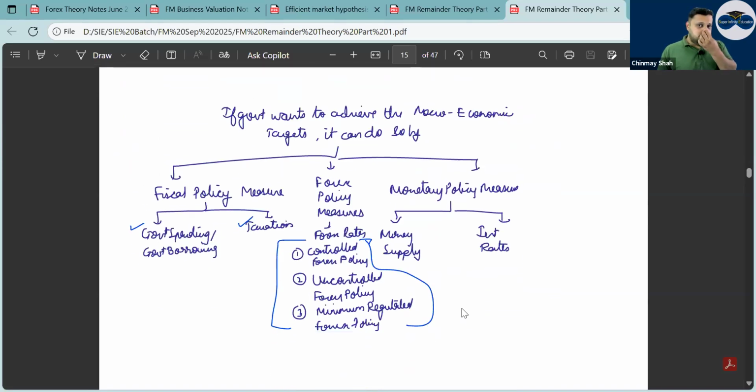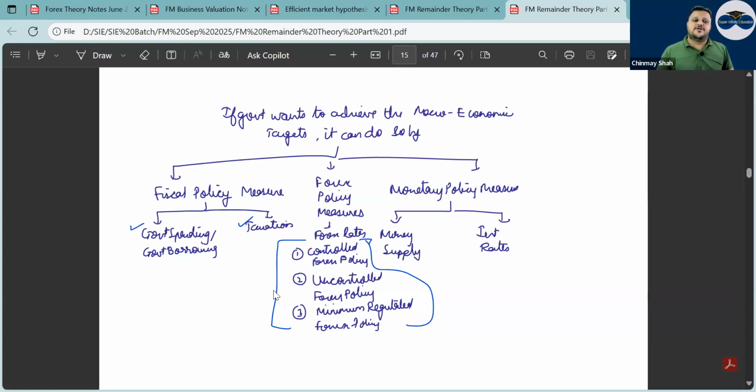Then if the government wants to achieve the macroeconomic targets, it can do so by controlling 3 policies: fiscal policy, forex policy, and monetary policy. In forex policy there are 3 types. There is a controlled forex policy where the government itself decides what the forex rate will be. Uncontrolled forex policy where the government lets the market decide the rate as per demand and supply. And then minimum regulated: wherever possible they will regulate, but most of it is uncontrolled, correct?